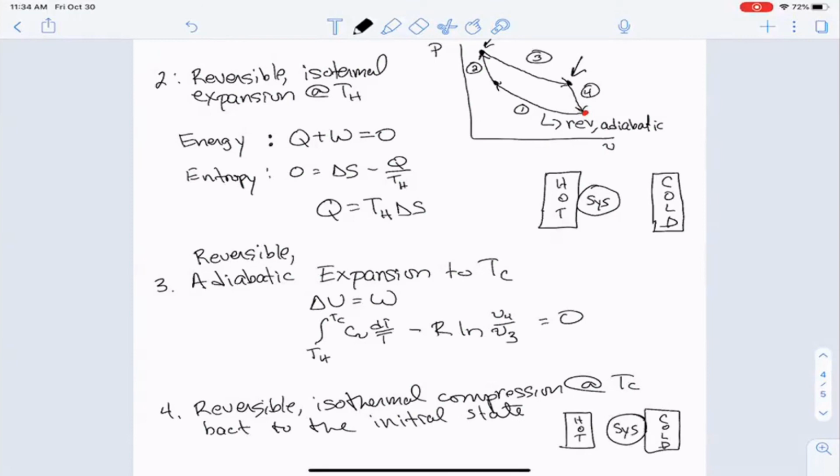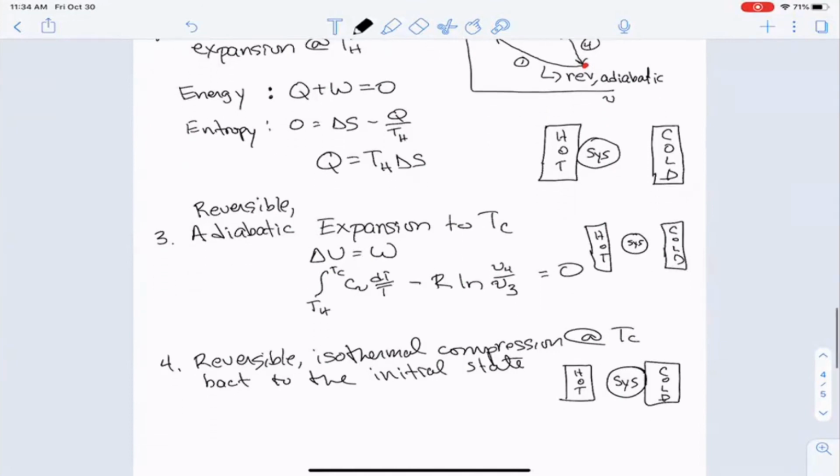Okay. And the interesting thing is that steps 1 and 3 are physically isolated from these heat reservoirs. And in stage 2, we add heat, and in stage 4, we're going to remove this. Okay. So if that's the case, the math is the same as stage 2. And actually Q in stage 4 equals T cold times delta S.